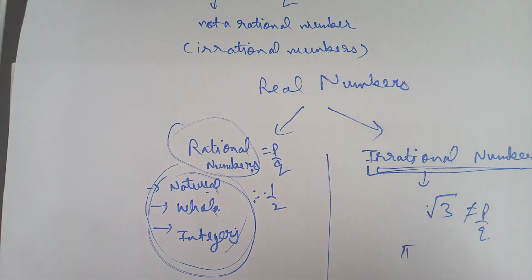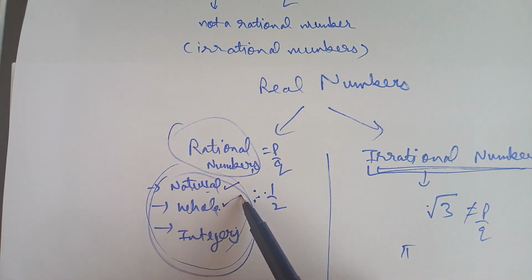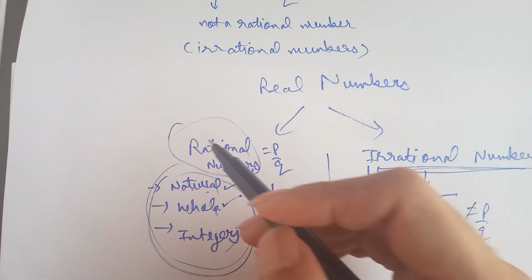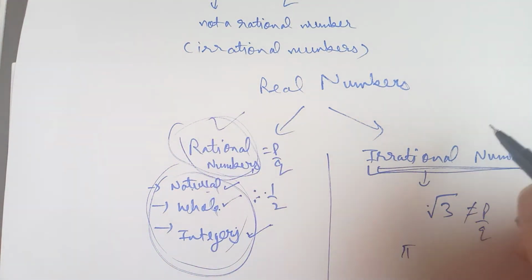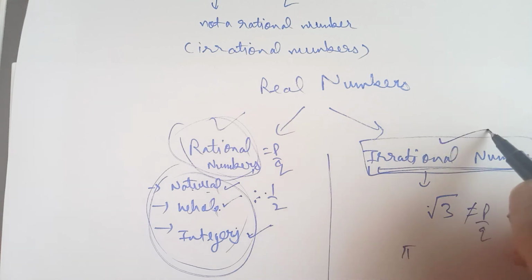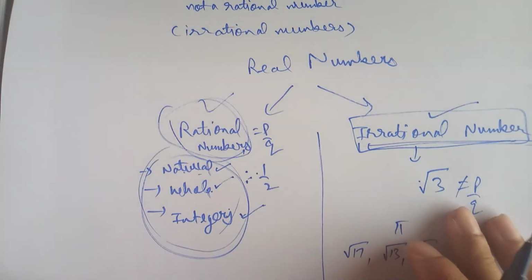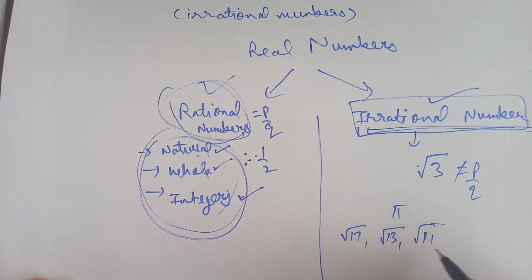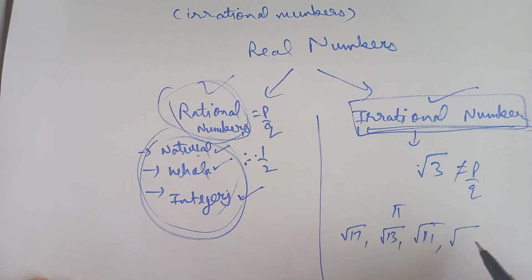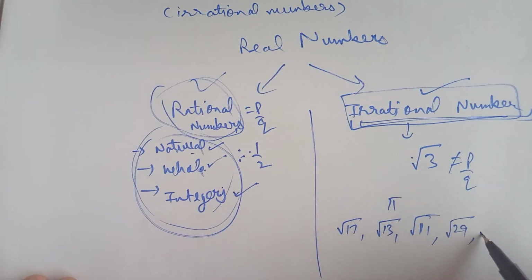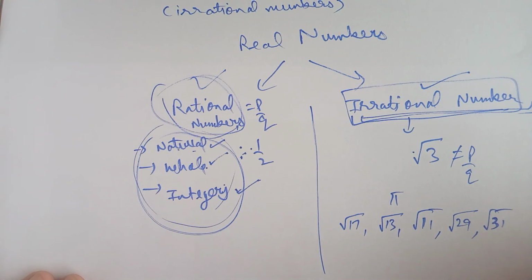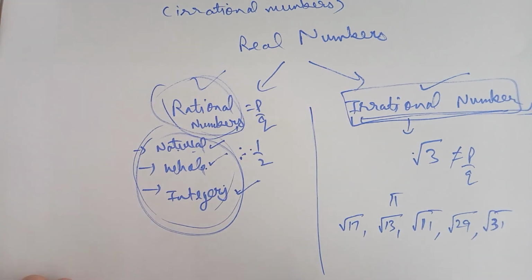So there are infinite natural numbers, infinite whole numbers, infinite integers, infinite rational numbers, and yes, there are infinite irrational numbers. Root 17, root 13, root 11, all these are irrational numbers. Root 29, root 31, all these are irrational numbers.